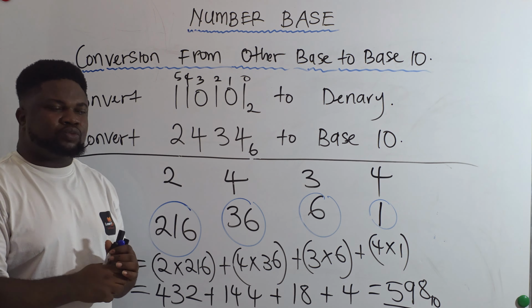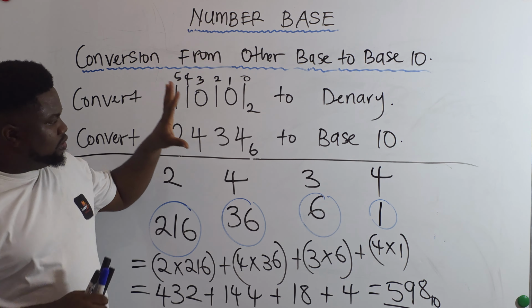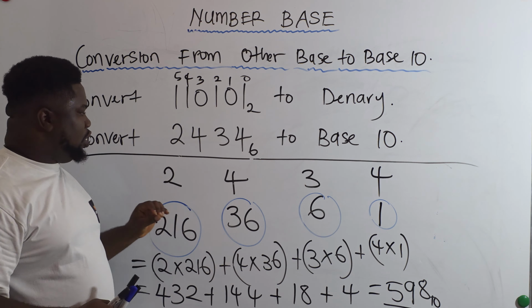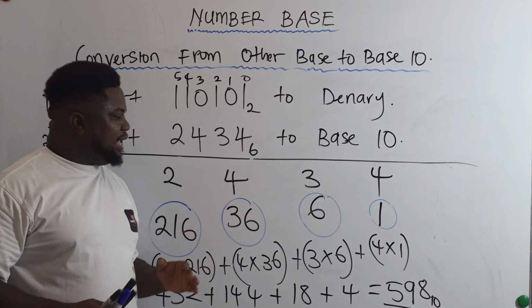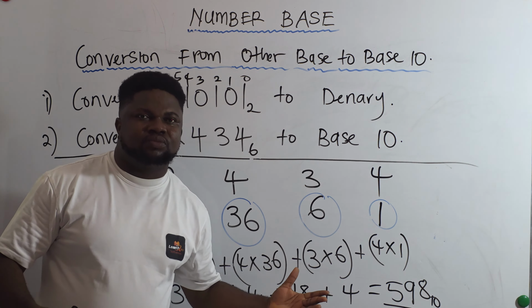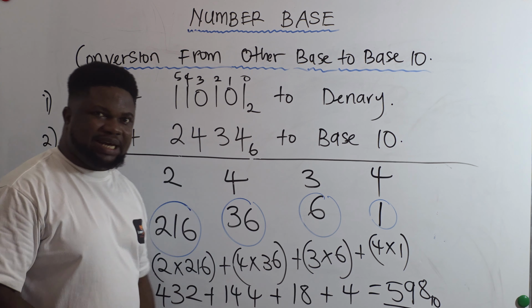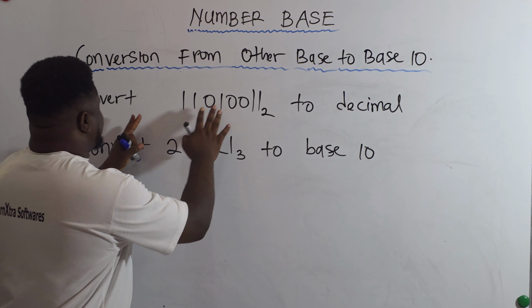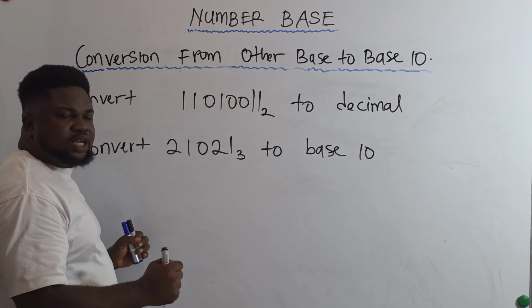It's simple. Position and multiply, then you add. Position, multiply, then you add. Very simple. Let's take one more example on this to clarify the whole thing. So let's convert these to base 10 quickly and see.